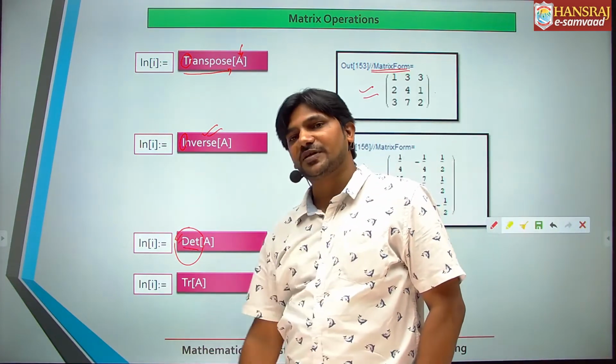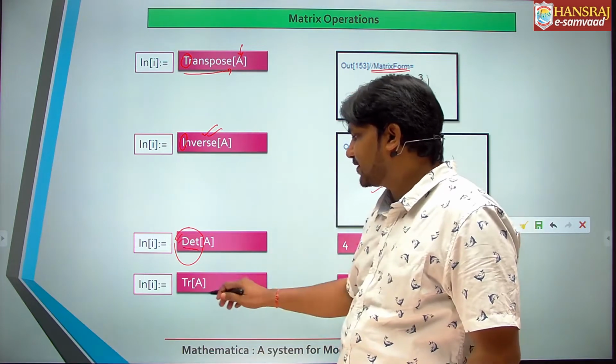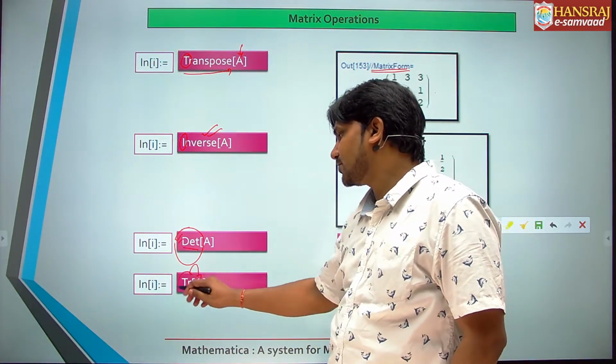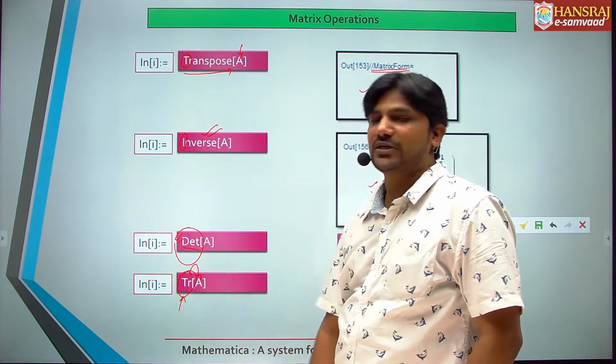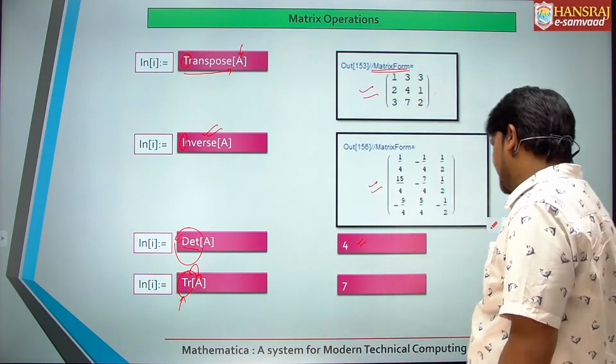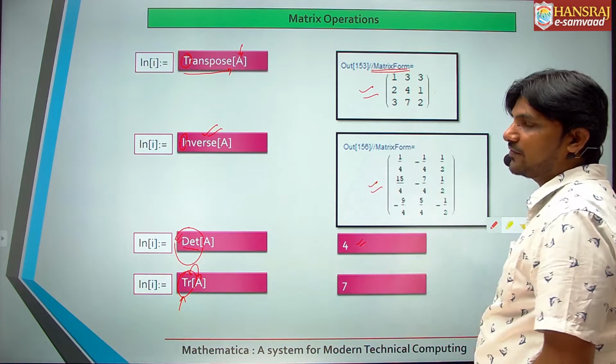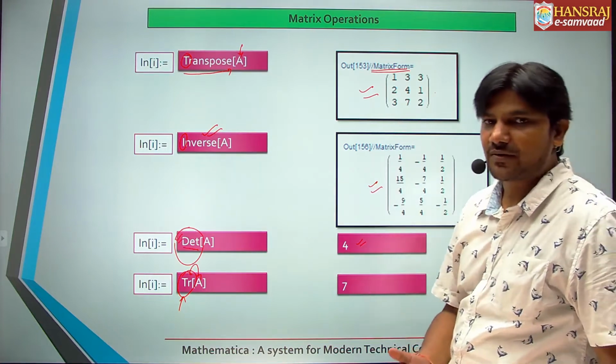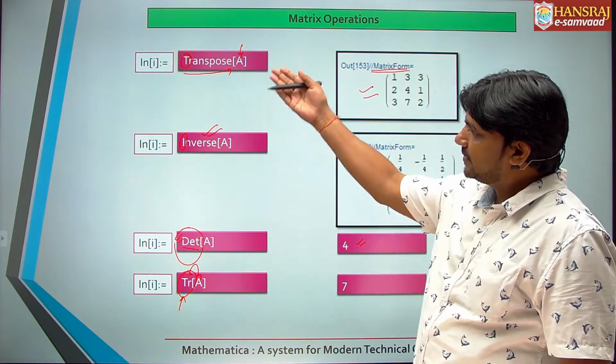And you can find the trace also. To find the trace of a matrix A, you just need to write Tr, and the T is capital. So Tr stands for trace here. All these are built-in functions, and you can easily find the values using these built-in functions.